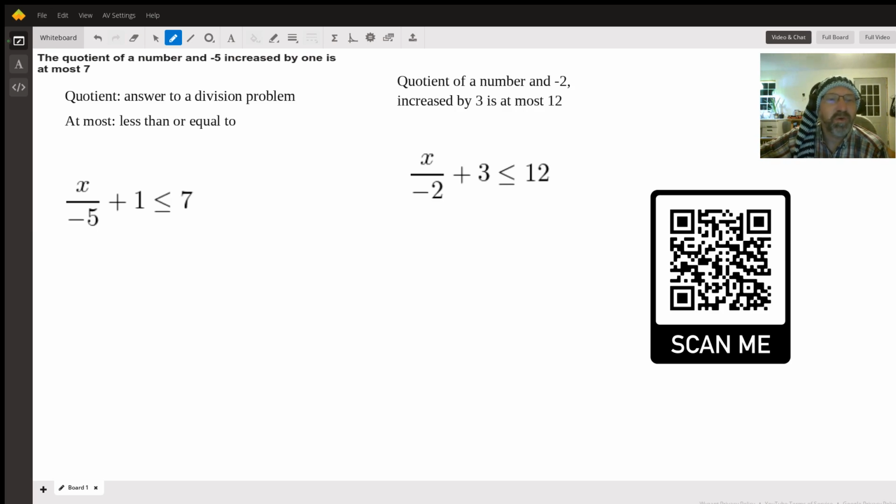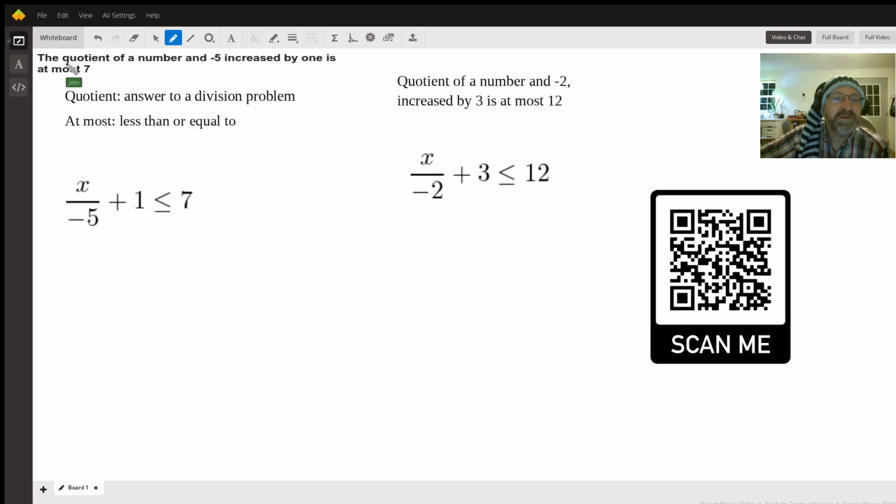He says, the quotient of a number and -5 increased by 1 is at most 7, right? And so at the end, he's trying to say, how do I solve this problem? Well, the first thing we have to do is kind of unpack this problem. Let's take a look at what we see here.